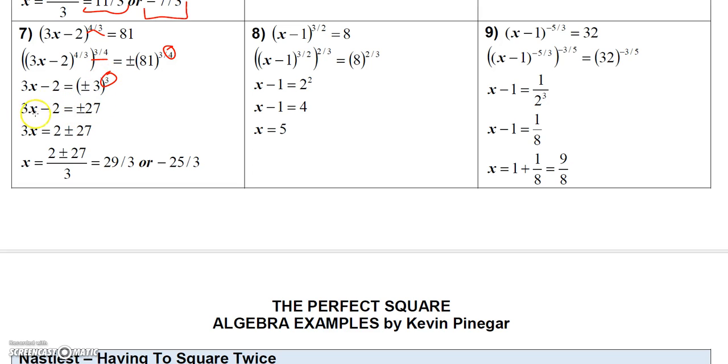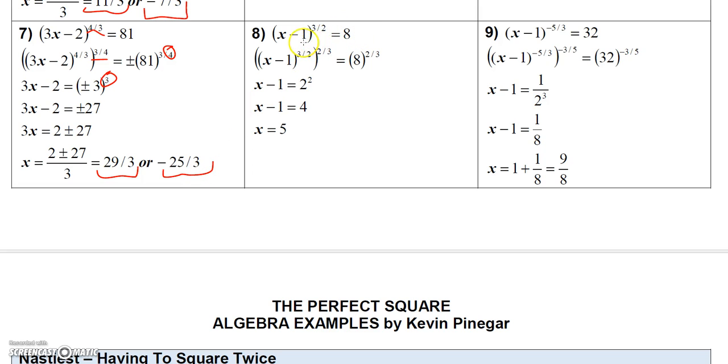Okay, so now let's isolate the x. We can add 2 to both sides, and we get 3x equals 2 plus or minus 27. And then divide both sides by 3, and I get x equals 2 plus or minus 27 over 3. Well, 2 plus 27 over 3 is 29 over 3. And 2 minus 27 over 3 is minus 25 over 3.